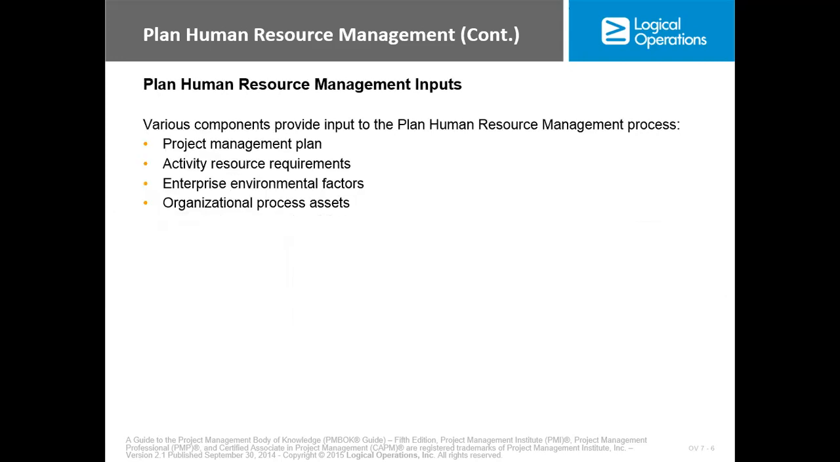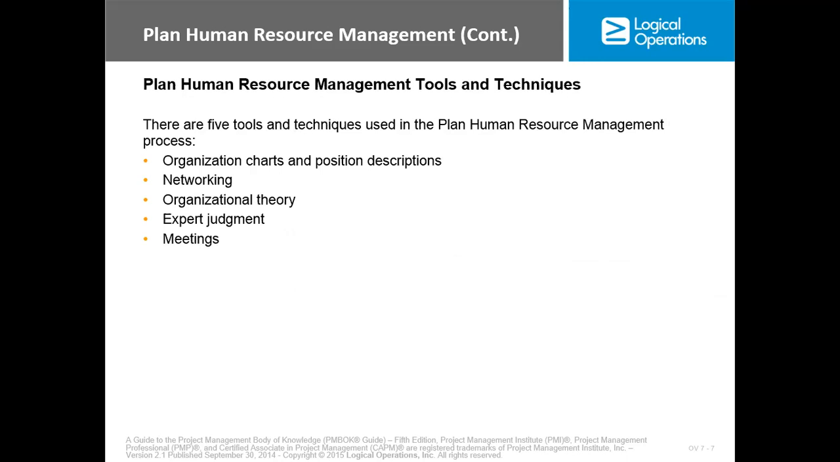Okay, so previous components provide inputs to the plan human resource management process. They include the project management plan, activity resource requirements, enterprise environmental factors, and organizational process assets. Those things we have already discussed in detail. Now we have tools and techniques. There are five tools and techniques used in the human resource management process. They include organizational chart and position description, networking, organizational theory, expert judgment, and meetings.